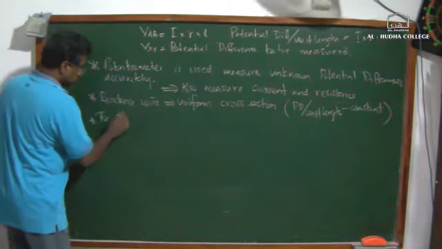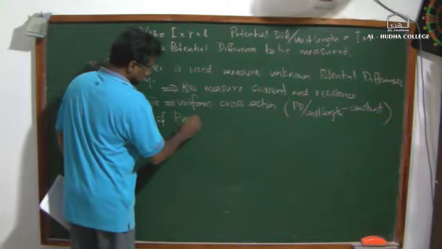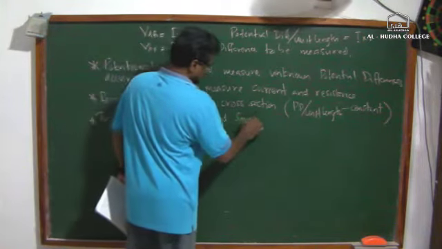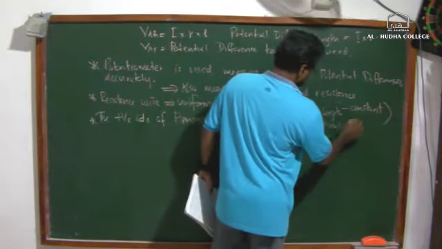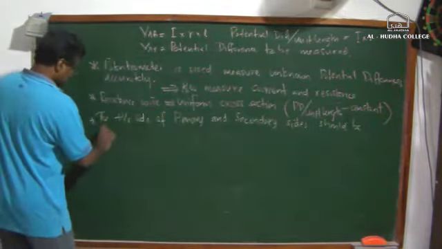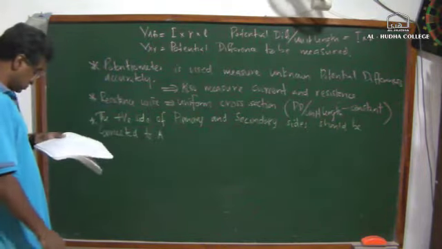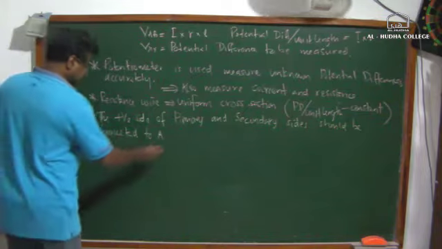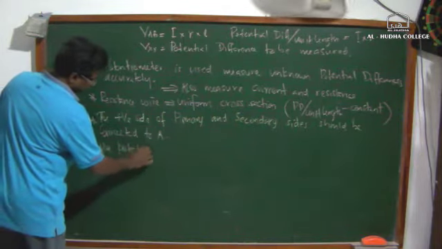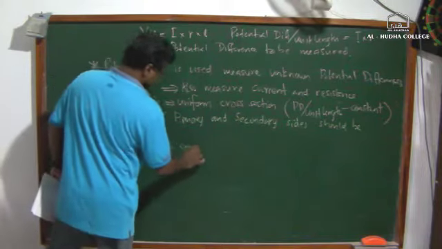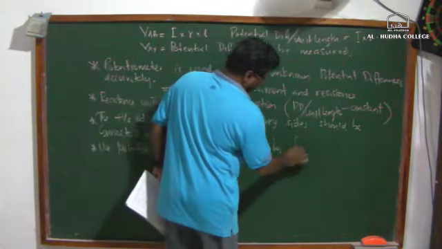The positive side of primary and secondary sides should be connected to A. Use a protected, highly sensitive galvanometer for balancing.